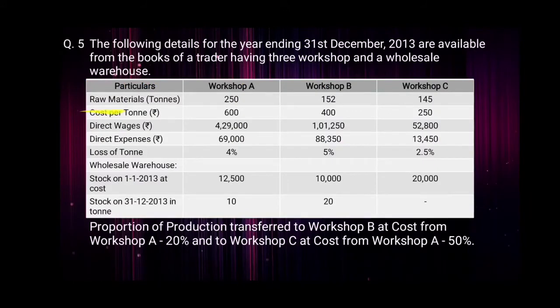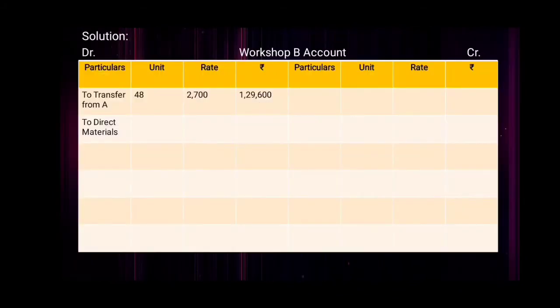Next, raw material in tons for workshop B is given as 152 and the cost per ton is given as 400 for workshop B. To direct materials, 152 units at the rate of 400. So total amount will be 60,800.